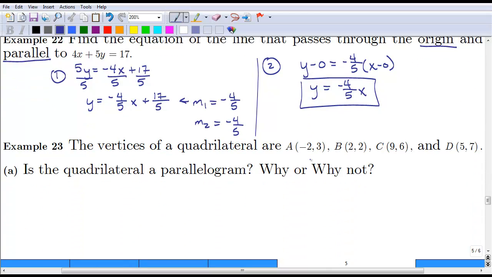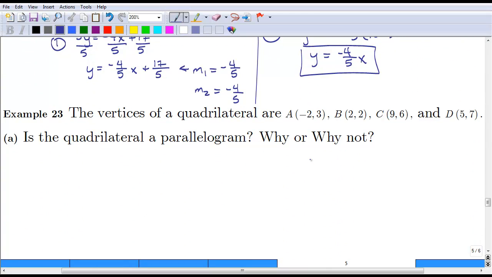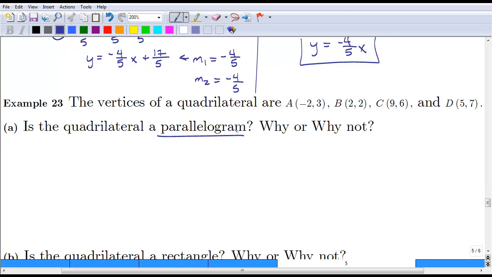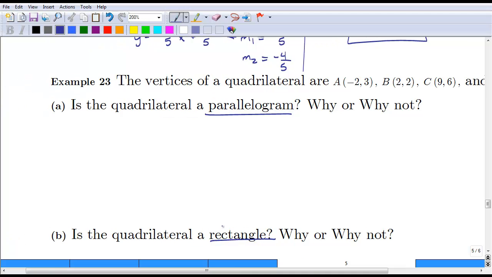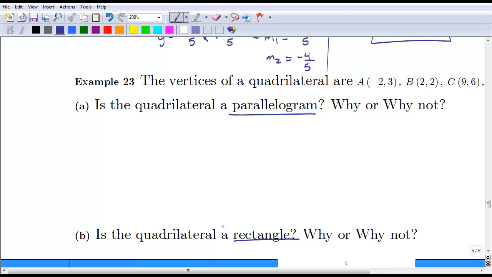We have one final example here, a bit of an application, and we want to determine, given these points here, which are the corners of a quadrilateral, if it's a parallelogram, and then if it's a rectangle. So take a second to think about what it means for a quadrilateral, or a four-sided shape, to be a parallelogram. Well, the definition of a parallelogram is that opposite sides are parallel. If we wanted to determine that, we can graph the points if we want to, but we don't have to. It might be helpful just to see where everything is located.